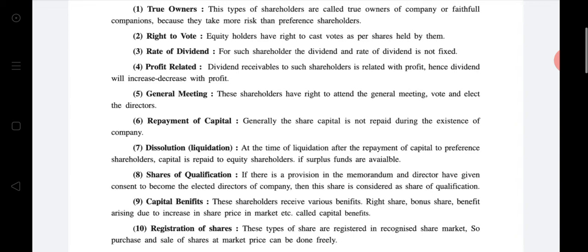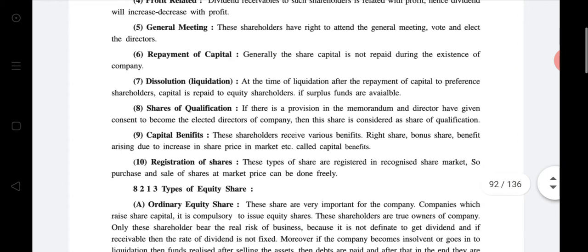Then general meeting: shareholders have the right to attend meetings and also to cast their vote. Then repayment of capital: it is not repaid during the existence of the company. At the time of liquidation, capital is paid, I mean to say repaid. Then liquidation: at the time of liquidation, equity shareholders have different rights or benefits. If capital is repaid to the equity shareholders and then surplus is available, so that surplus funds are available for the equity shareholders.